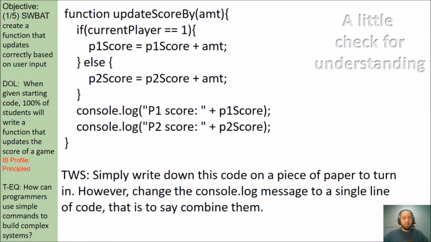So let's take a step back here and really think about that function we just talked about. It's the update score function. And I think this would be a good moment for you to digest what we've just gone over by simply writing this code down on a piece of paper. But just to put your own little twist to it, what I'm asking you to do is combine these two console.log messages. I don't know why there's 2 lines of code here. We really could just have 1. So if you could do that, hand the paper to me, that would be great.